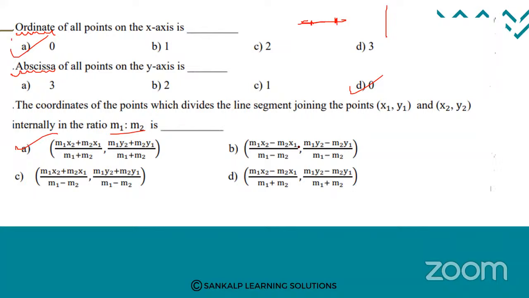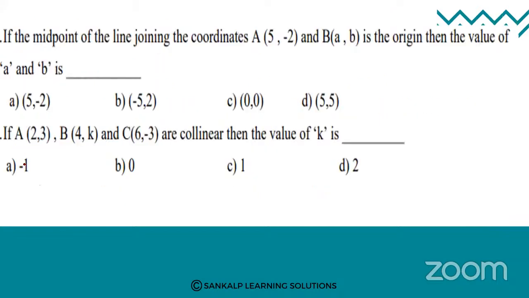Okay, here you can see there is a minus. In the formula we are not getting minus, but here minus is there. Here m1 minus m2 is there, but in the formula m1 plus m2 is there. And here m1 x2 minus m2 x1 is there. We don't have minus, therefore this option is also wrong. Option A is right.